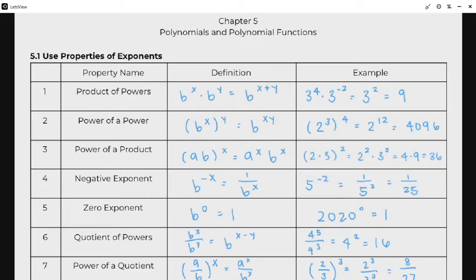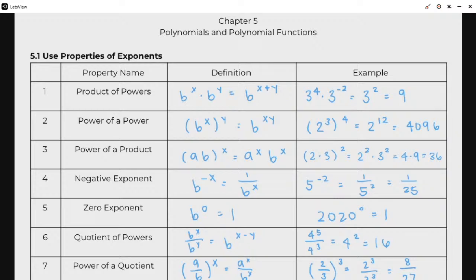Next one is power of a product. So if we have a times b to the x power, we can distribute the x power. So that'll be a to the x power times b to the x power. Next is a negative exponent. So if we have b to the negative x power, since b is in the numerator, we're going to flip it so that it's on the denominator. So this would be 1 over b to the x power.